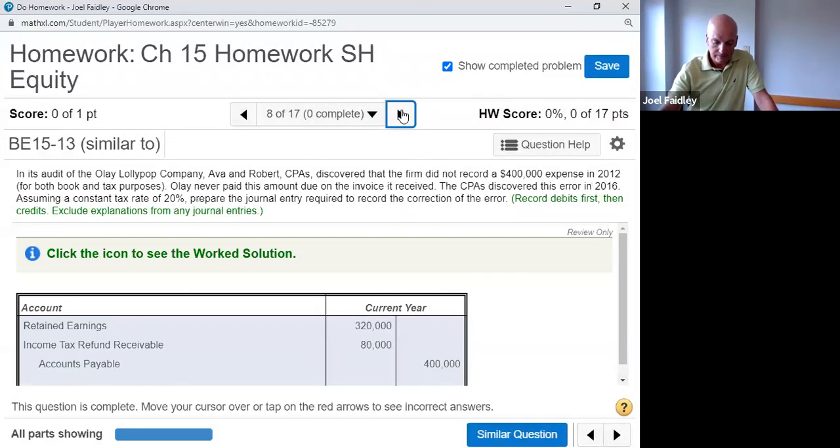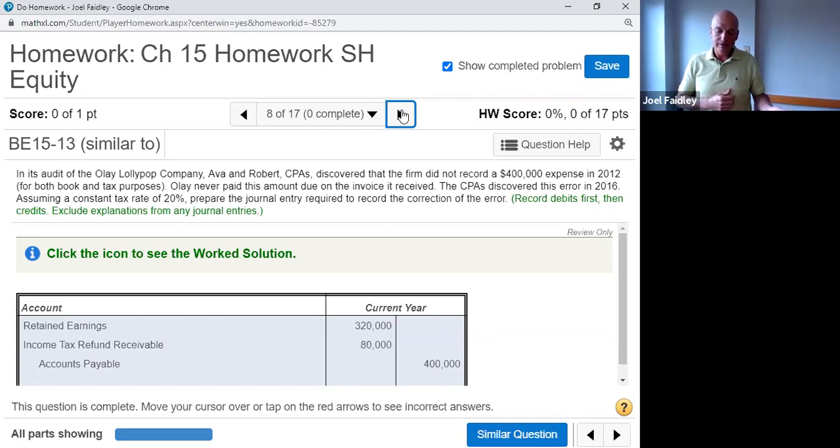All right, number 8. Number 8 looks like is a prior period adjustment. Looks like they discovered a $400,000 expense in 2012. Didn't record a $400,000 expense in 2012. Never paid this amount due on the invoice it received. Hard to believe it would go that long when they discovered the error 4 years later that your supplier or your vendor didn't know that. But be that as it may, we have $400,000 that we've got to pay for, right? And so, you know, you got accounts payable credit for $400,000.